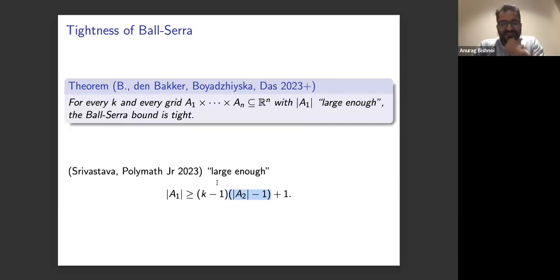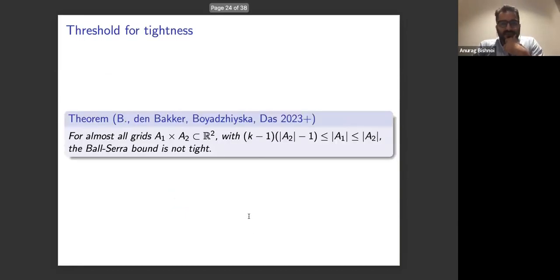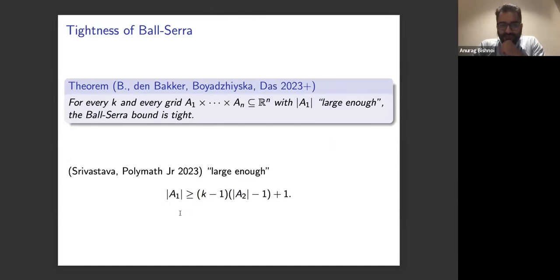Okay, so this seems to be the correct threshold where Ball-Serra becomes tight, although we don't have a proof of that, but we do indicate that somehow. And one of the results we prove is the following. In our paper, we show that if you are even one below that threshold, if your A1 is... the inequalities seem to be wrong here. Yeah, this should be greater than or equal to, this should also be greater than or equal to. So we are saying that, just going back, when A1, the size of the largest thing, is large enough, then we know Ball-Serra is tight.